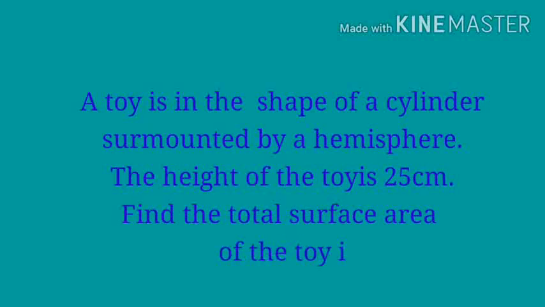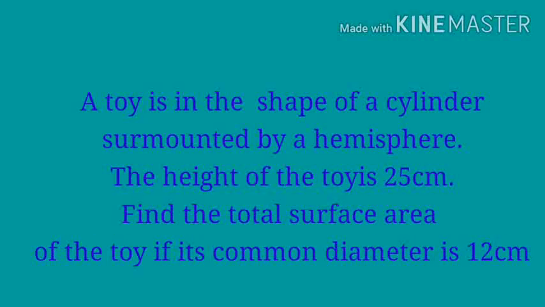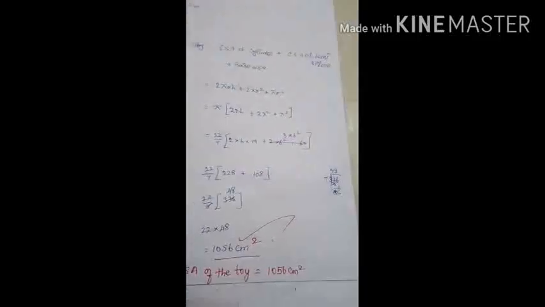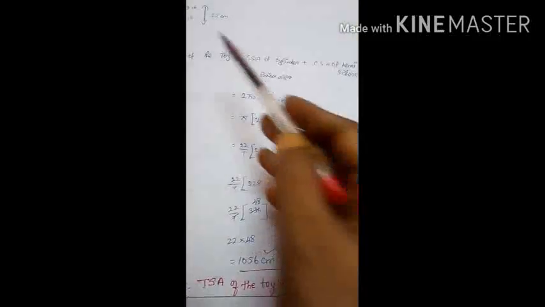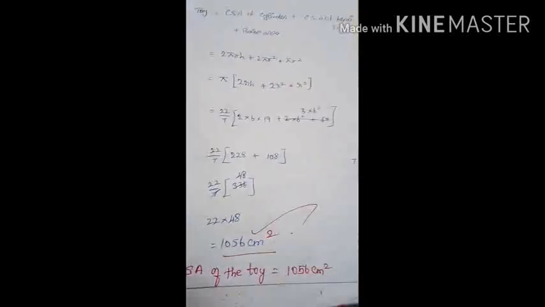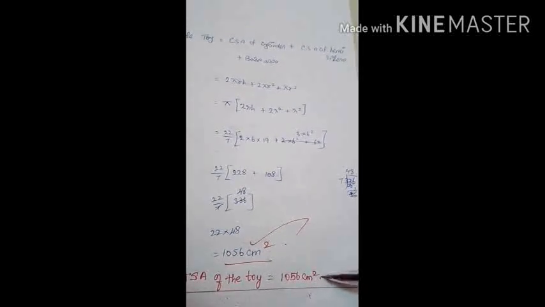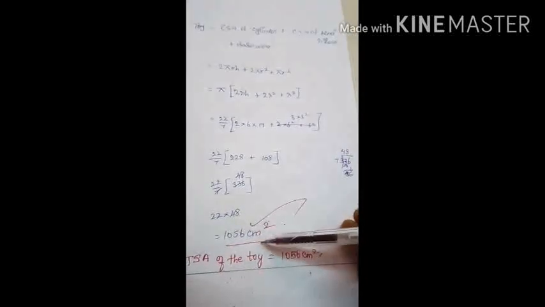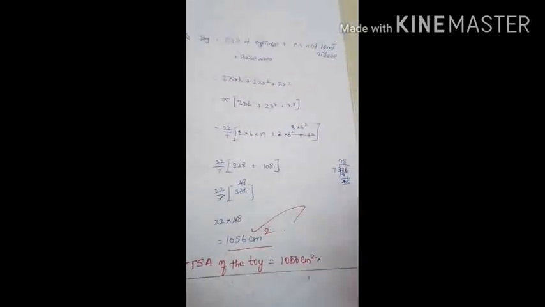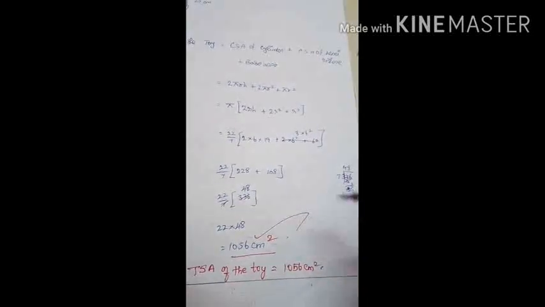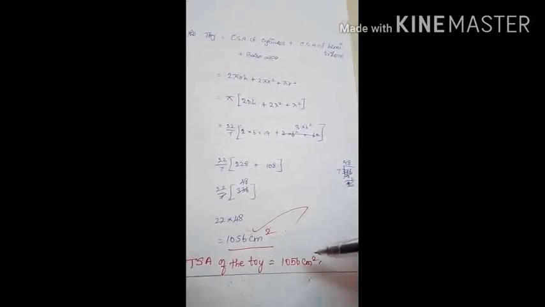The next question we have here is: a toy is in the shape of a cylinder surmounted by a hemisphere. The height of the toy is 25 cm. Find the total surface area of the toy if its common diameter is 12 cm. Though the sum has been answered neatly and precisely, here at the end the unit for area is centimeter squared, which is wrongly written as centimeters. So be more confident while answering the question.